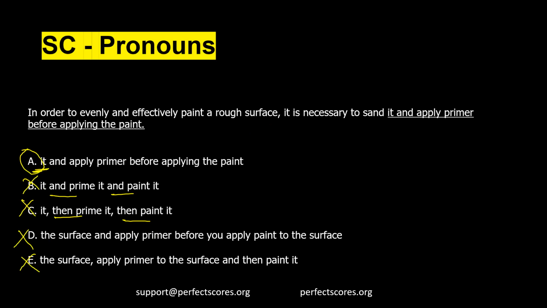And it is necessary to sand it. Now, it obviously refers to surface. It does not refer to paint because paint is being used as a verb here, and surface, rough surface, is the only noun being used, apart from the primer and the paint, which are being referred to again. But yeah, so A is correct. I hope you were able to get this. If not, you can ask me if you have any doubts or anything in general about sentence correction before we move on to critical reasoning. Any questions that you have?